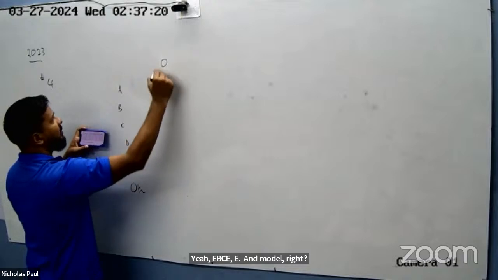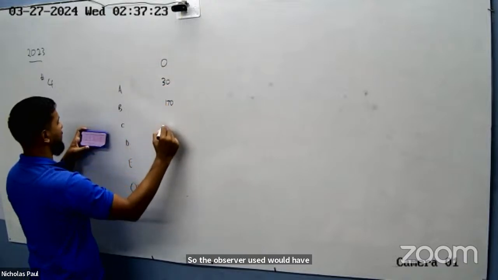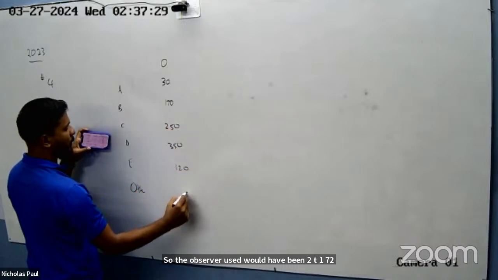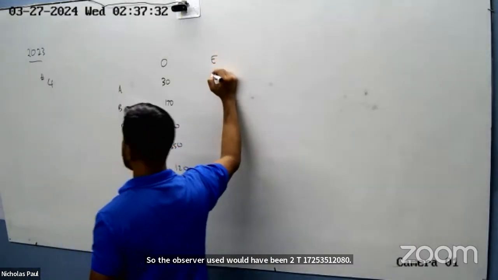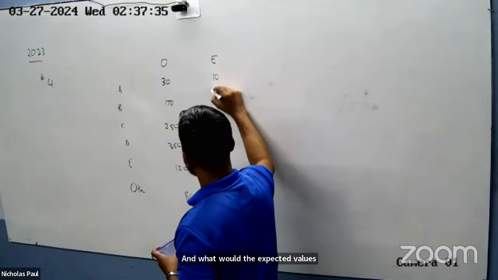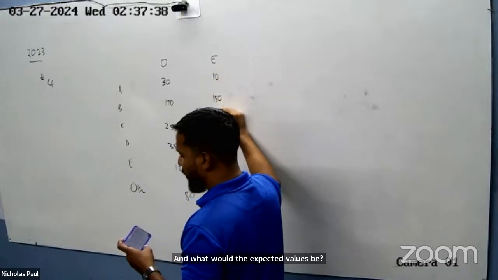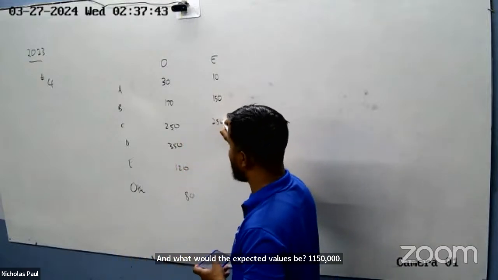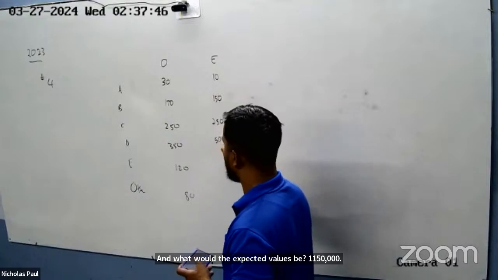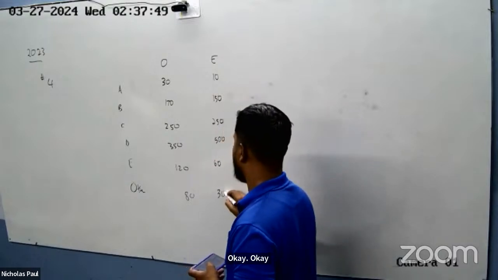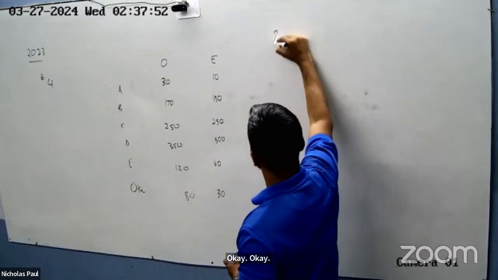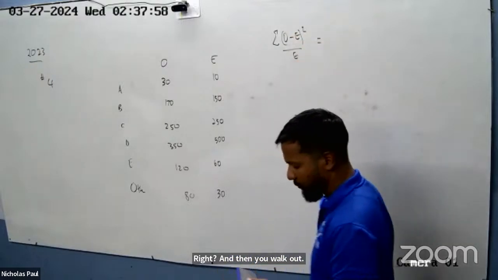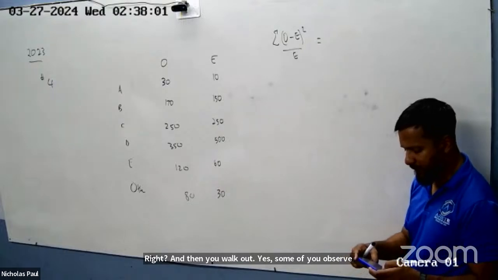So the observed values would have been 30, 170, 250, 350, 120, 80. And what would the expected values be? 10, 150, 100, 1,000, 250. Right? And then you work out the sum of your observed minus your expected squared all over that. Right? That'll be the test statistic.